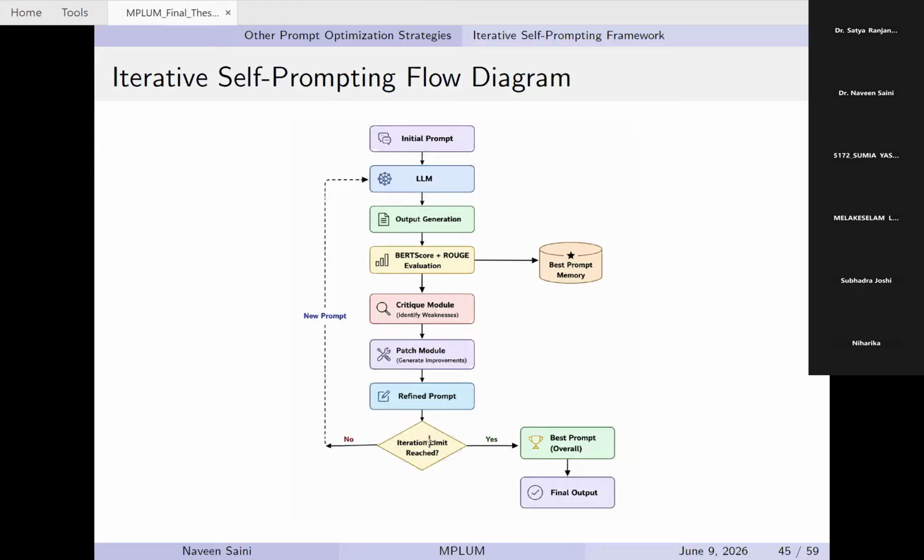Now the refined prompt we will give to the LLM. It will generate the summary. The summary will again be evaluated using the BERT score and ROUGE score. Now it may be better than the previous or it may not be better. If it is not better, it will not be stored. And now we will again ask the LLM, through the critic module, what are the weaknesses identified for this document based on the BERT score and ROUGE score. Then the prompt will be refined, then given to the LLM, like this. So keep on iterating. At the end, we'll get the best prompt.